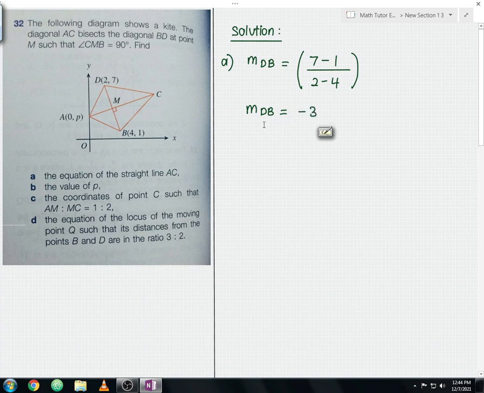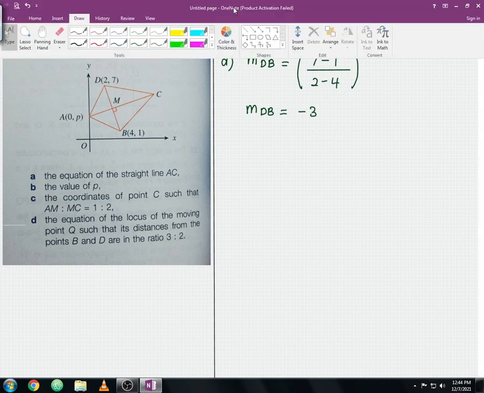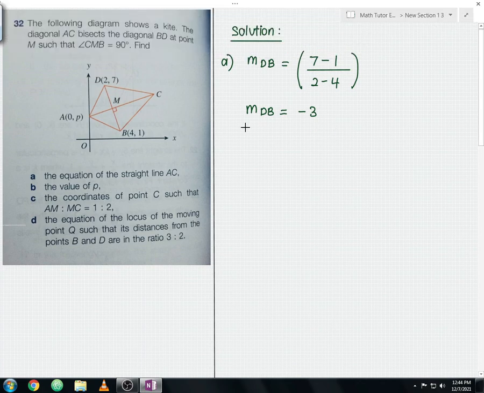Let me underline the solution for the gradient of the straight line DB. Once we get the gradient of the straight line DB, now we can use this value in order to calculate the gradient of the straight line AC. How are we going to do that? By using the perpendicular formula, guys.